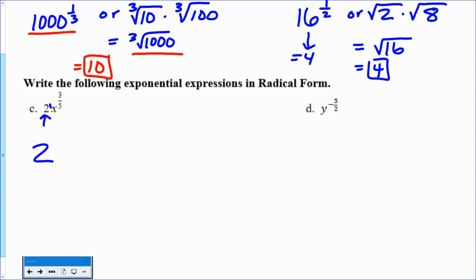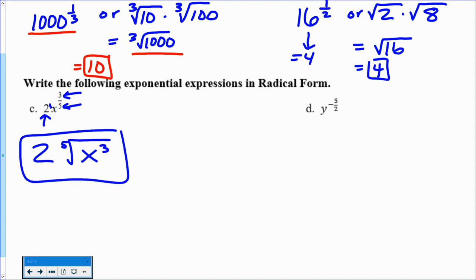So 2 has nothing to do with the radical. It will be on the outside. X is being raised to the 3/5 power. So X is going to be in the radical. Okay? 5 is my denominator that tells me the index. 3 is the numerator that tells me the power I'm raising x to. And that is my answer.